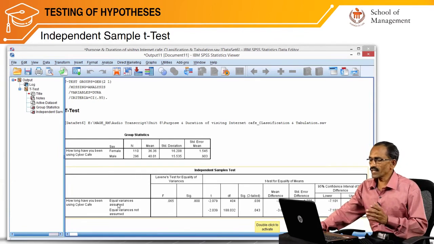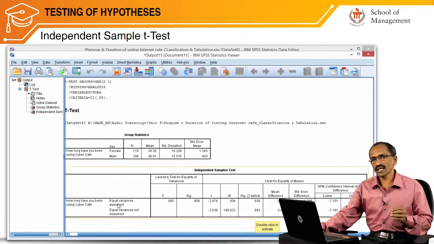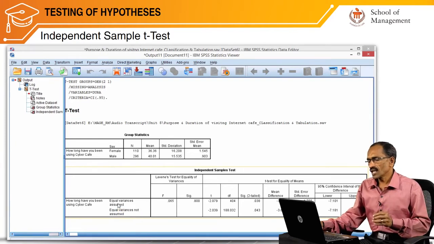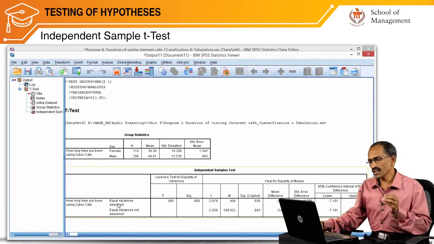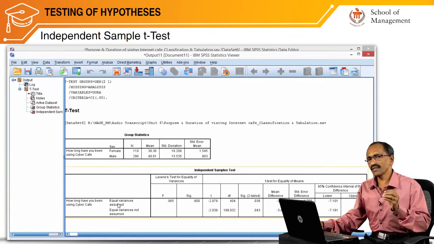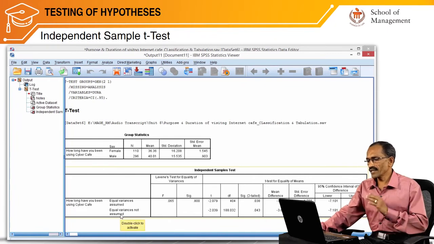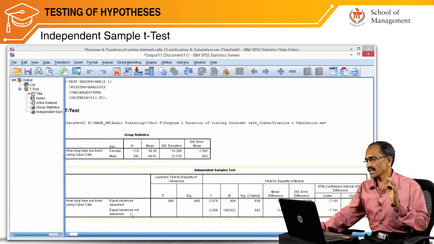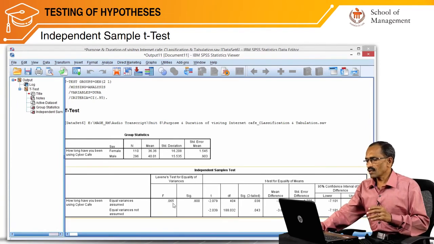What is the meaning of equal variance assumed? Equal variance assumed means that the two samples, male and female, have been drawn from two populations with equal standard deviation and equal variance. That is the implication. And what is the second line? Equal variance not assumed means the two samples have not been drawn from two populations with equal variances or standard deviation. So how will you decide from which type of category we have drawn the two samples?